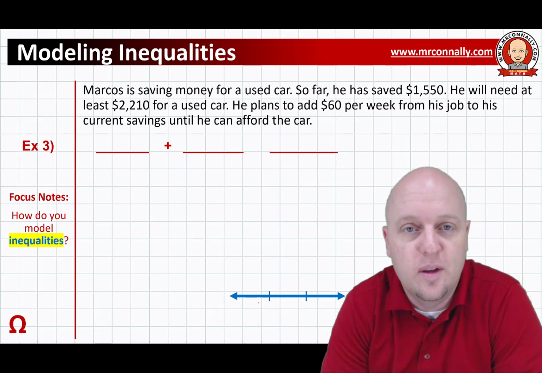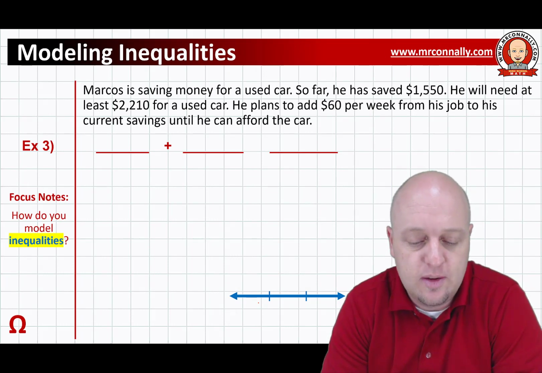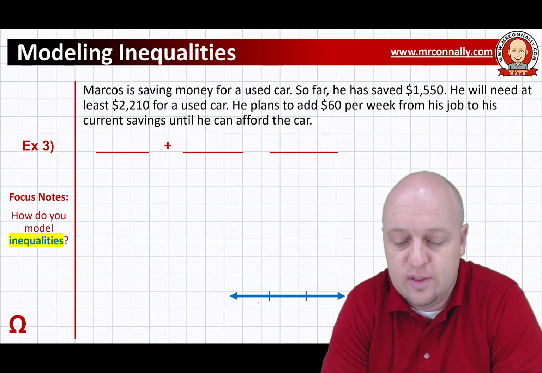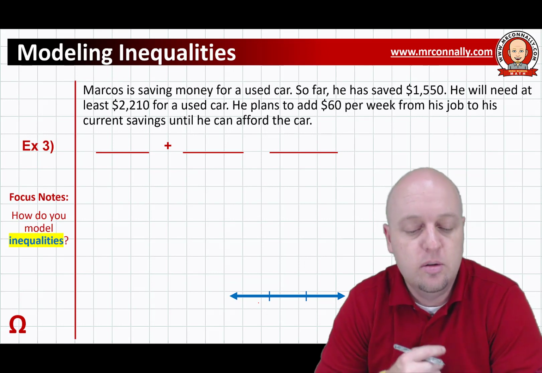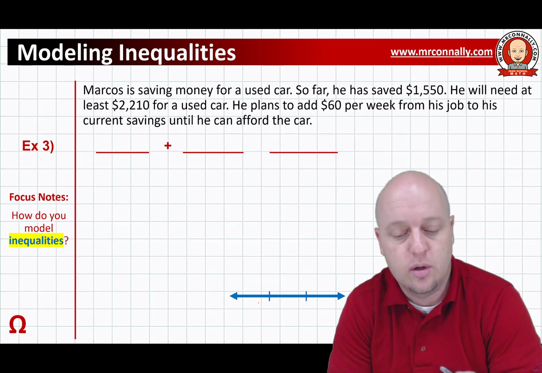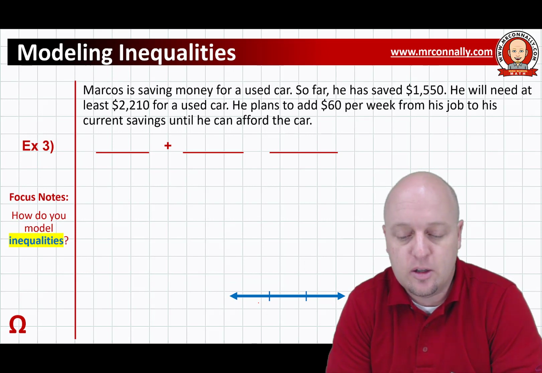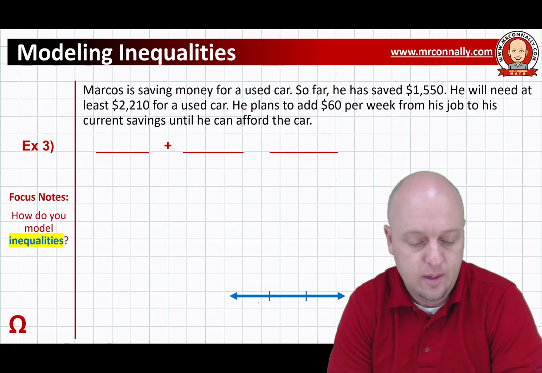Last one. This is the real example 3. Marcos is saving money for a used car. So far, he's saved $1,550. He will need at least $2,210 for a used car. He plans to add $60 per week from his job to his current savings until he can afford the car.